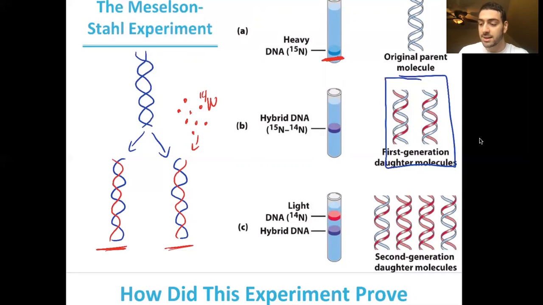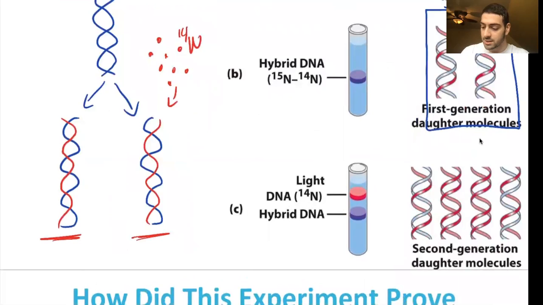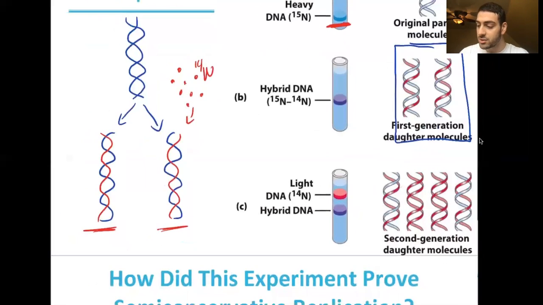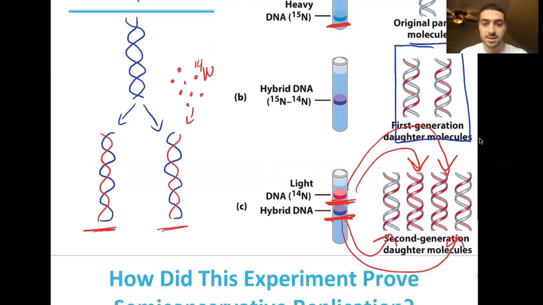And then finally, just to further push this point, they allowed another replication. So they went from here to replicate again. And what they found was they now had two bands. They had one that was purely light. This correlates to these two DNA strands. And then they still had a band that was hybrid, and that correlates to these two.